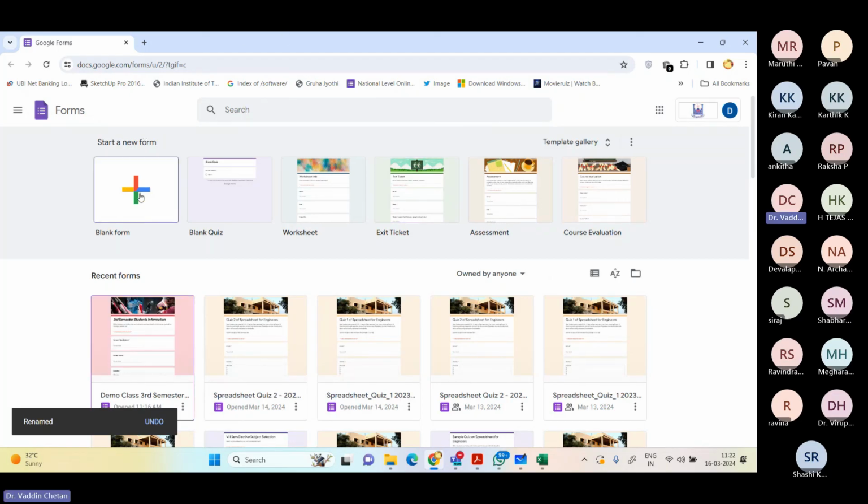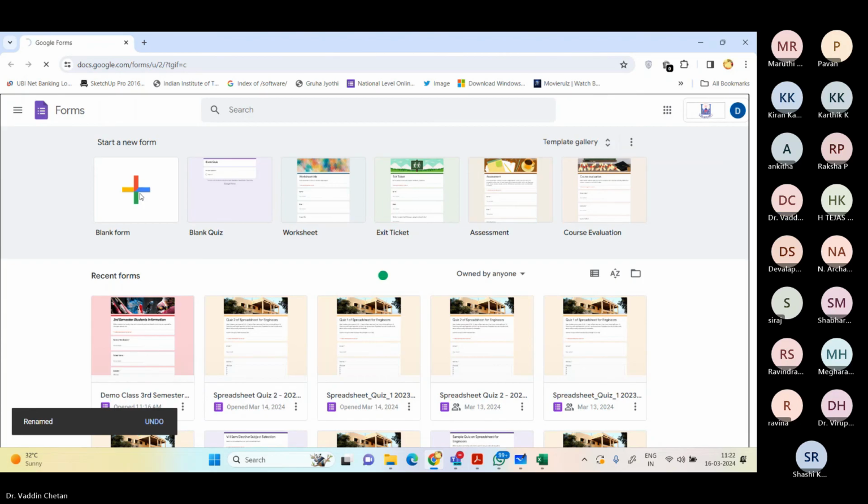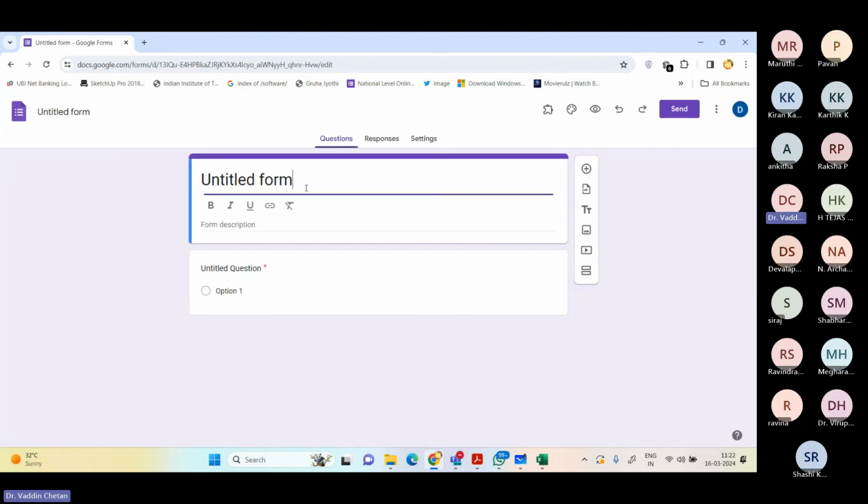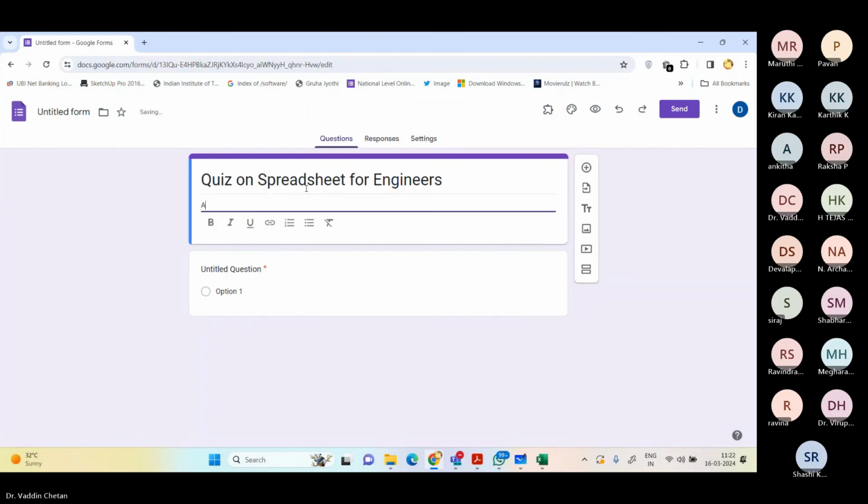Right? I will take the blank form and make it as a quiz, spreadsheet for engineers. I can give the year. All the students are hereby informed to attend the quiz on spreadsheet for engineers within the deadline.